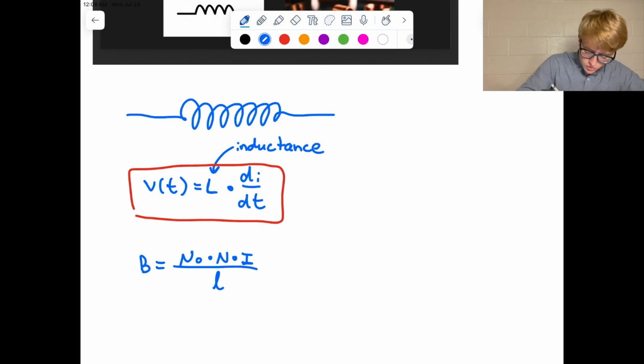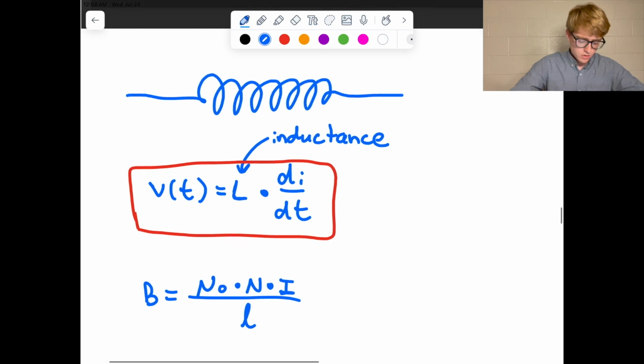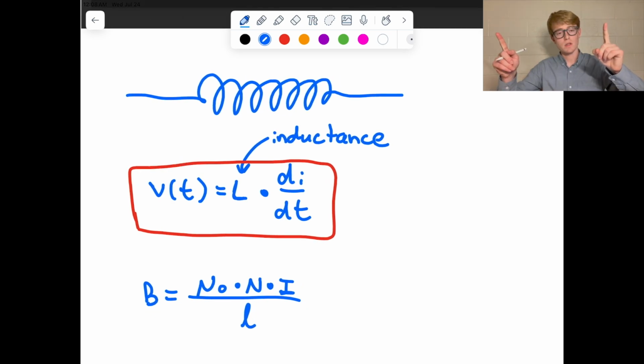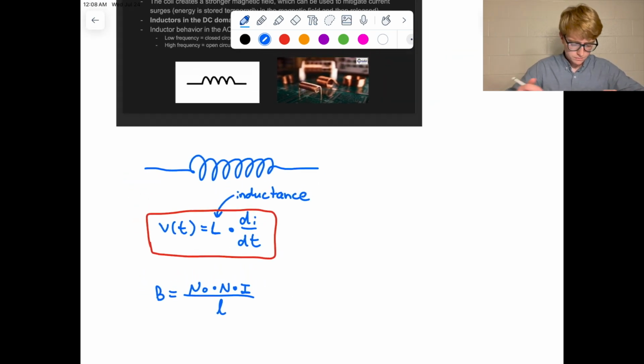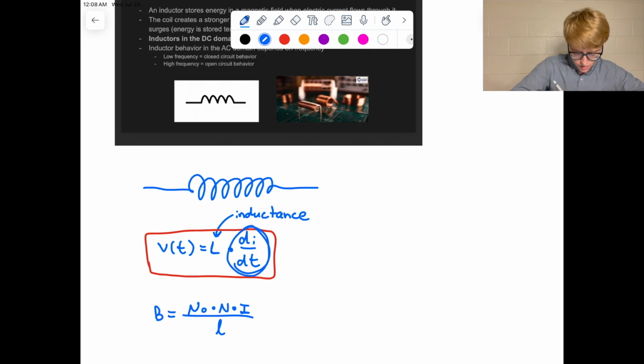Now the most important equation here, let's talk about why it makes that explanation make sense as well. We see V(t), the voltage difference across the length of the inductor, is equal to the inductance times di over dt. Now for DC, di over dt, right? DC, direct current, is just constant current. So di over dt is going to go to 0 if we have direct current.